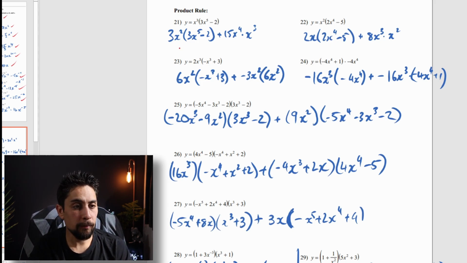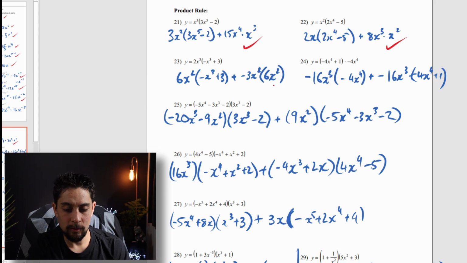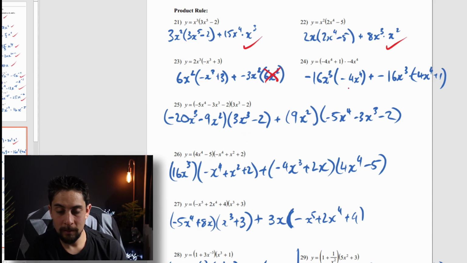So let's go through. 3x squared, keep that the same, plus 15x^4 and x cubed. I like how they've done the first line for me, like not just straight simplified. Okay, that's right, and that's right. 6x squared, negative x cubed plus 3, negative x squared. Shoot, I differentiated. Shouldn't have done that. Negative 16x cubed minus 4x^4 minus 16x cubed minus 4x^4 plus 1. And that does simplify to 128x^7 minus 16x^3 according to the answers.